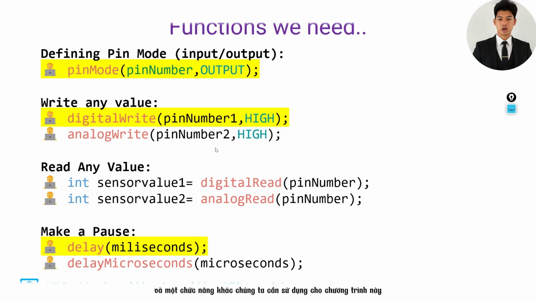And another function we need to use for this program is delay. It is used to make any pause in the program. The delay takes milliseconds as input. That means if you want to make a delay of 1 second, you will have to put 1000 milliseconds here. So I think you got the idea of these functions. Let's jump into the programming.